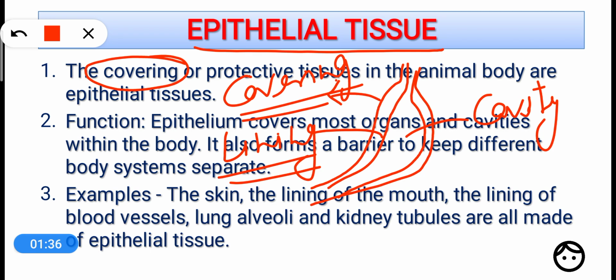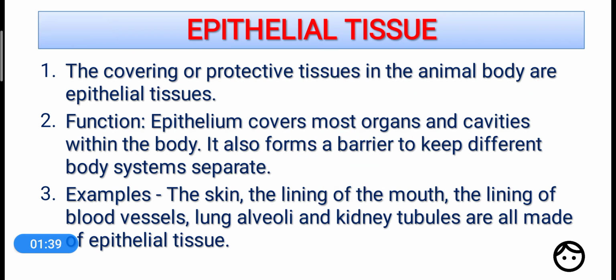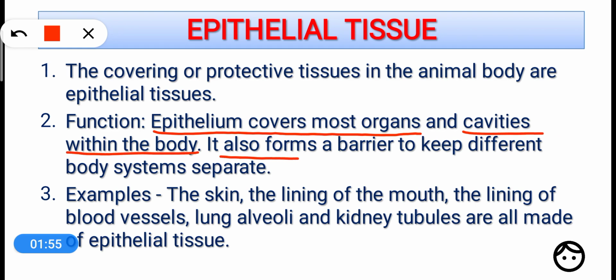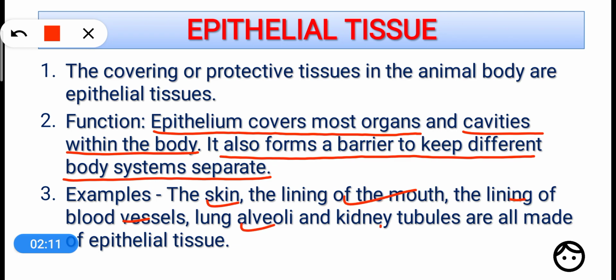So epithelial tissue is that tissue which makes coverings of the organs or linings of the organs or structures in our body. So what is the function? Then the function of the epithelium becomes: epithelium covers most of the organs and cavities within the body. It also forms a barrier to keep different body systems separate. So different organs, different structures, different systems are separated from each other by the help of epithelial tissue. The examples are skin, lining of mouth, lining of blood vessel, lung alveoli, kidney tubules.